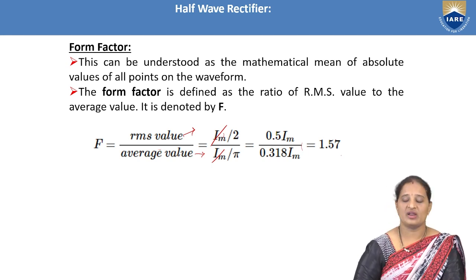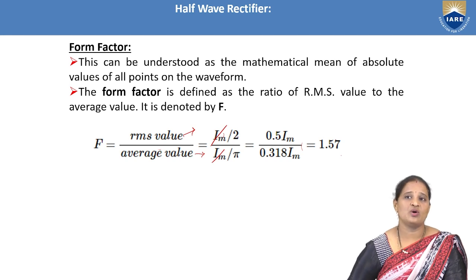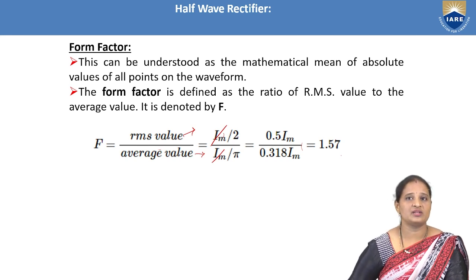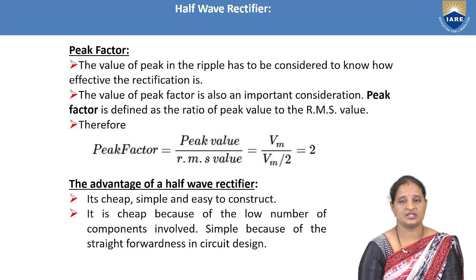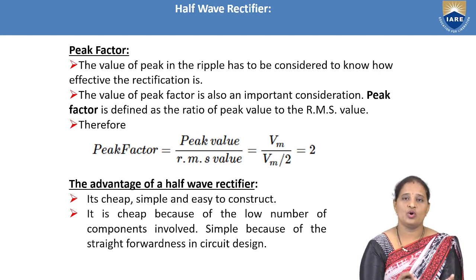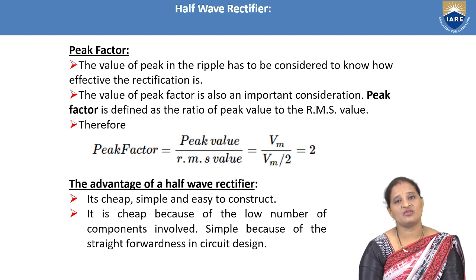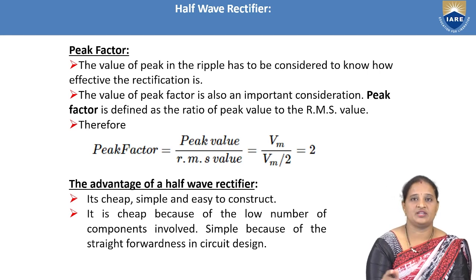So 1.57 indicates it is high. Form factor should be less because it represents the amount of AC components present in the DC output. So it is also considered to be a disadvantage of half wave rectifier.